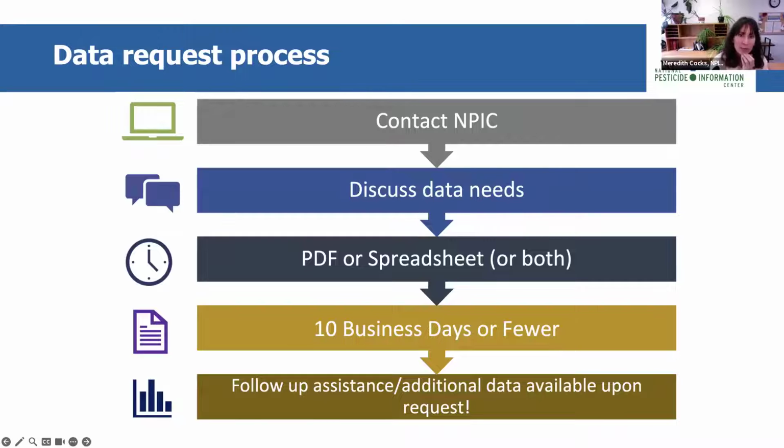All right, quick review of the data request process. So you'll contact NPIC. We'll work with you. Me and Sean Ross, our database developer, will work with you to refine your request, and we'll use our best judgment on how to provide you with the best results for what you're looking for. You can request either as a PDF or a spreadsheet with the data codes, or both. And if you're part of EPA or affiliated state agency, we'll get you that information within 10 business days or fewer. And we do provide follow-up or assistance for helping you interpret the data, or if you need to refine your request and make an additional request, we'll help you out with that.